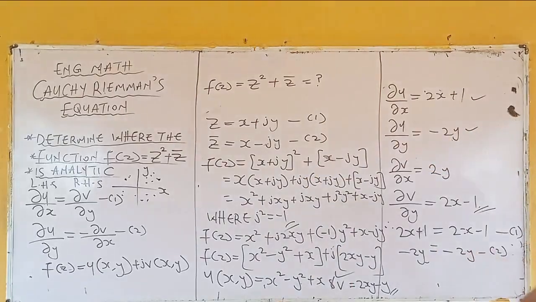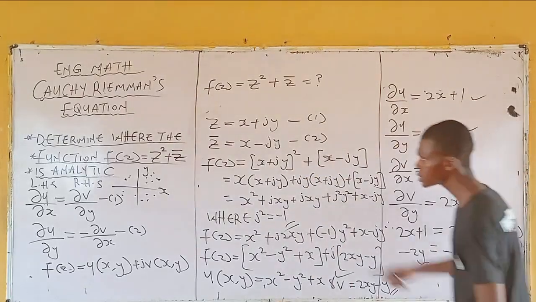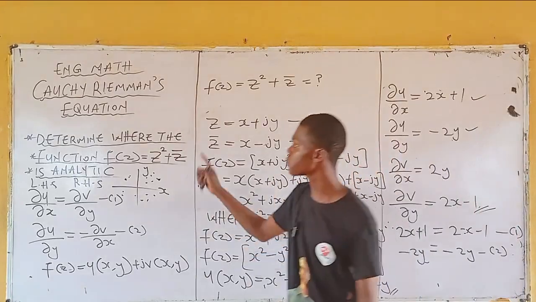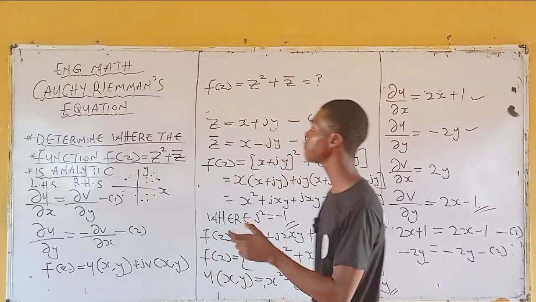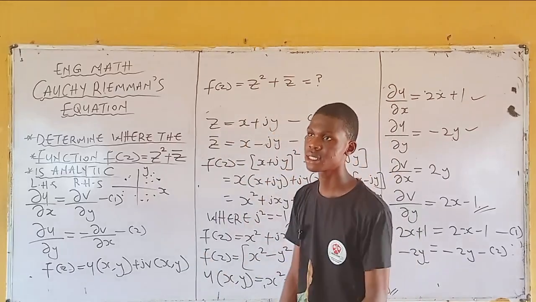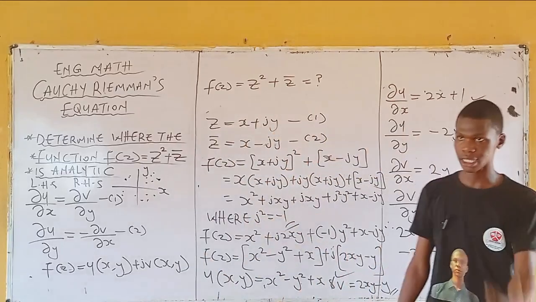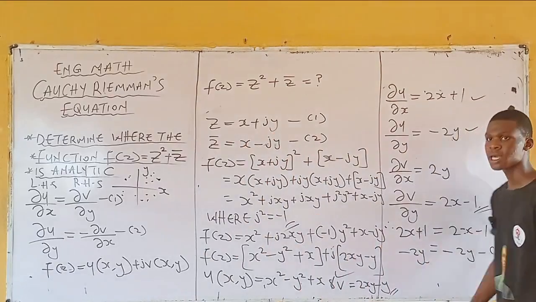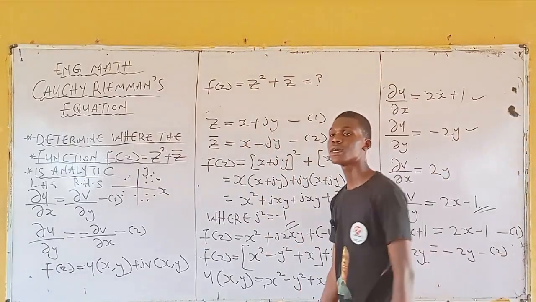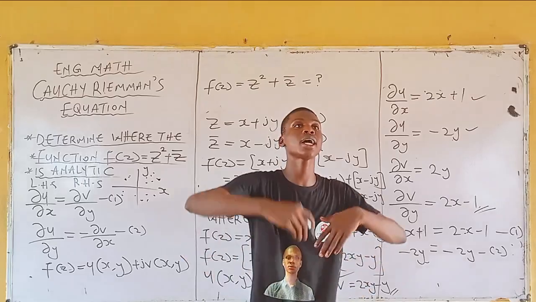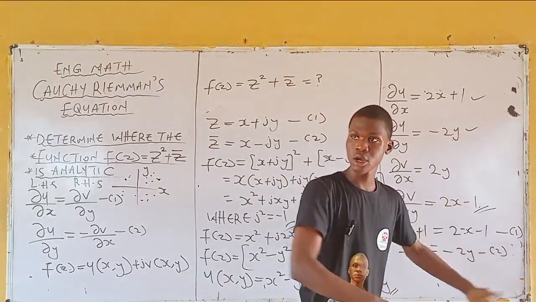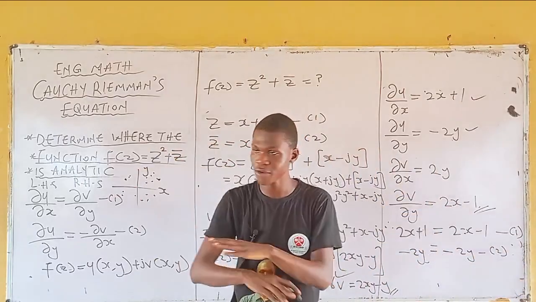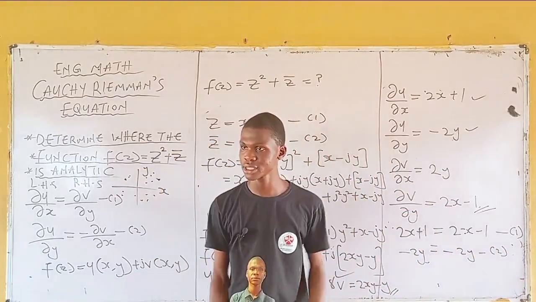Now with this, what's your conclusion? With what we've solved on this board, what is your conclusion for this particular function? The question says determine where the function f of z is analytic. Now with what I have here, is it analytic at every point, or analytic at some point, or not analytic for every point?